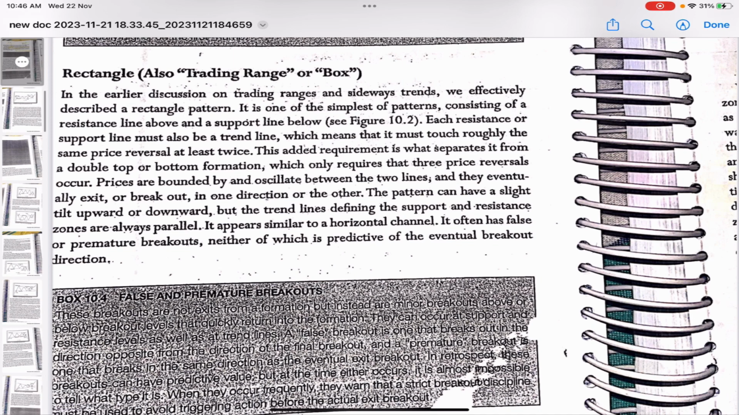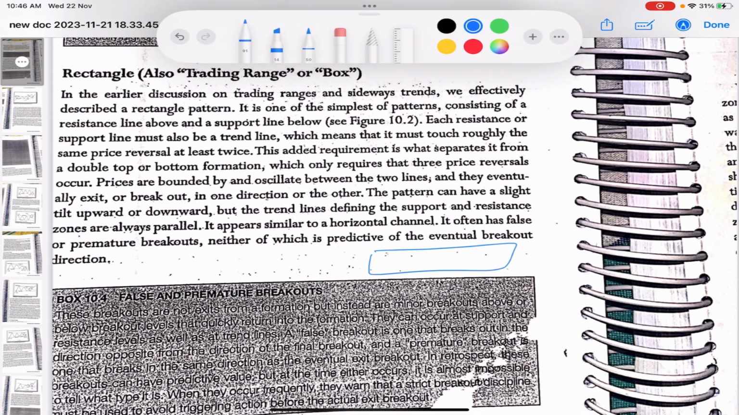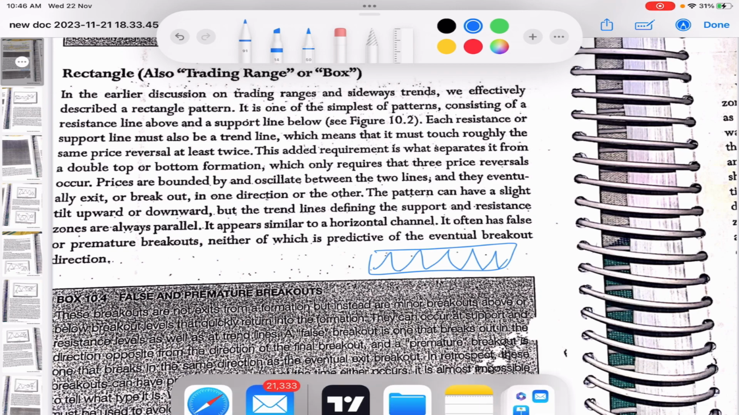Okay, next we have the rectangle or the trading range or box. So whatever names out of the three you see, all of the three mean the same thing, which is a rectangle. A rectangle is when the price is basically not creating higher highs or higher lows, or lower lows and lower highs. The price is trading between a particular range itself. So that is known as a rectangle.